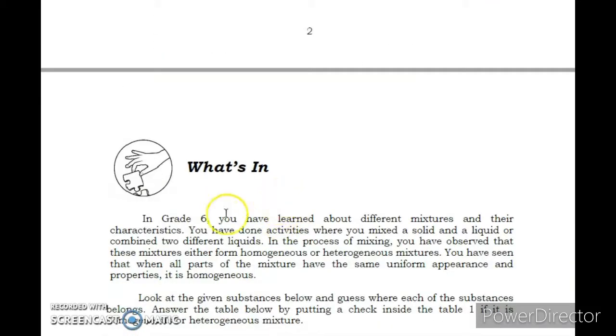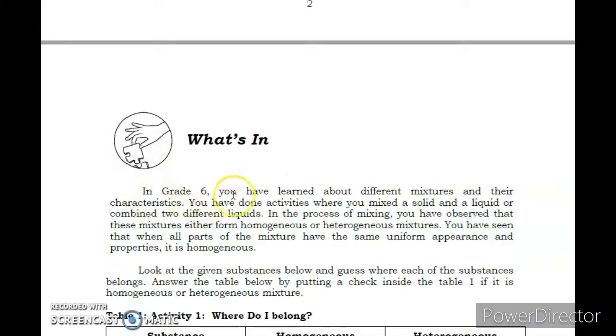So as a sort of recall, in your grade 6 science, you have learned about different mixtures and their characteristics. You have done activities wherein you mixed a solid and a liquid, or you have combined two different liquids. While in the process of mixing, you have observed that these mixtures either form homogeneous or heterogeneous mixtures.